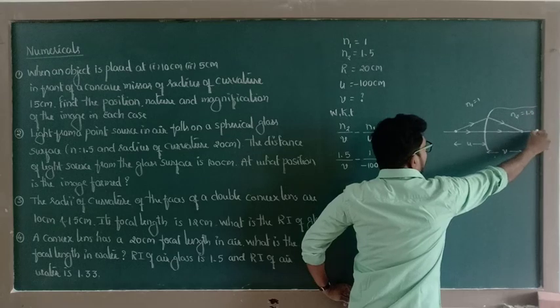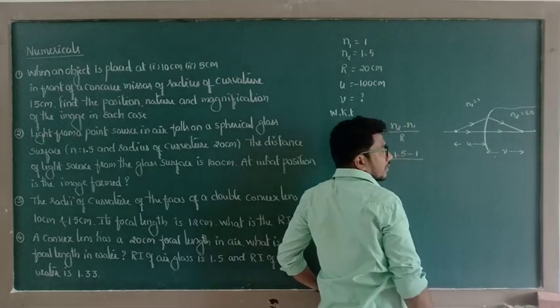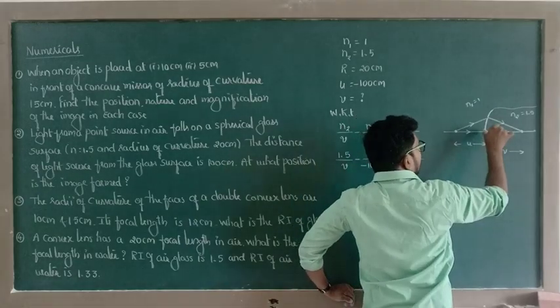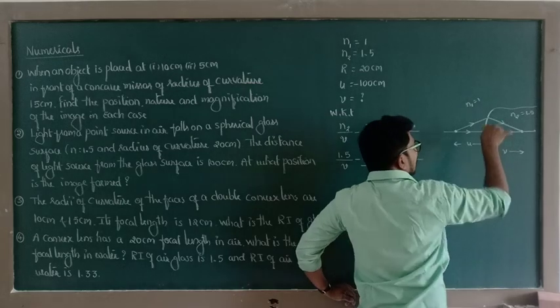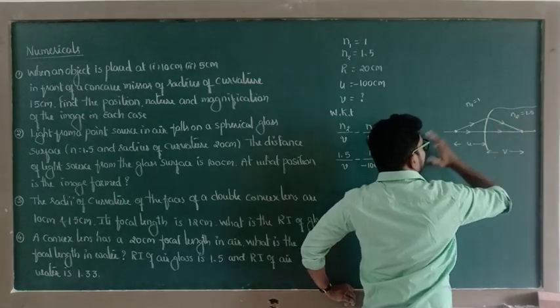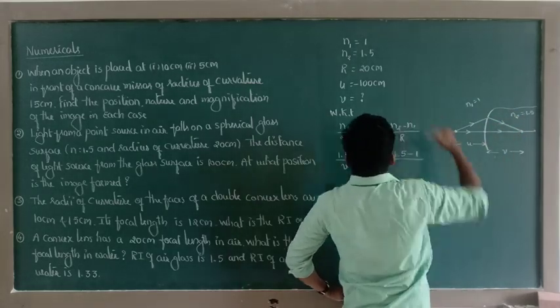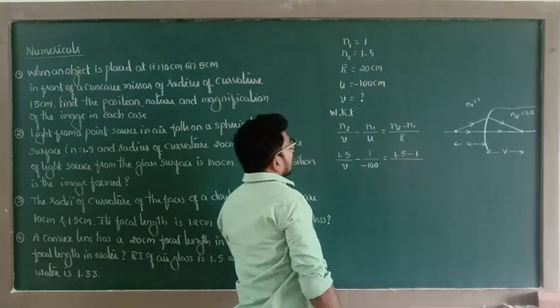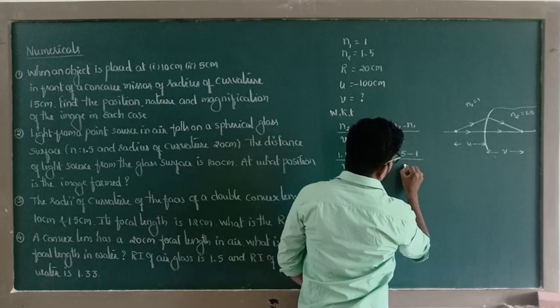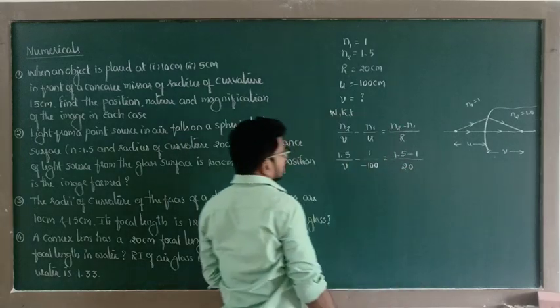So let us say this point to be the center of curvature. The distance between pole and center of curvature is the radius of curvature. The direction of this measurement is in the direction of incident light. Therefore, this R should be in terms of positive sign. R is equal to 20 centimeter. Solve this.